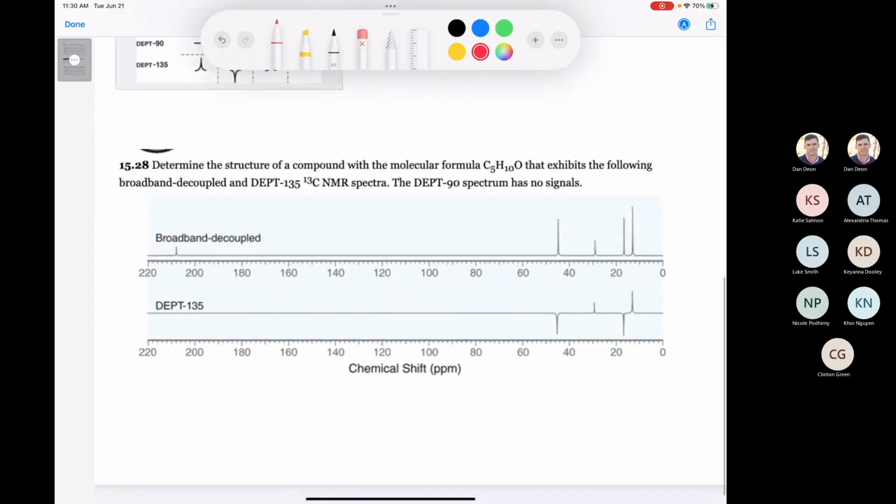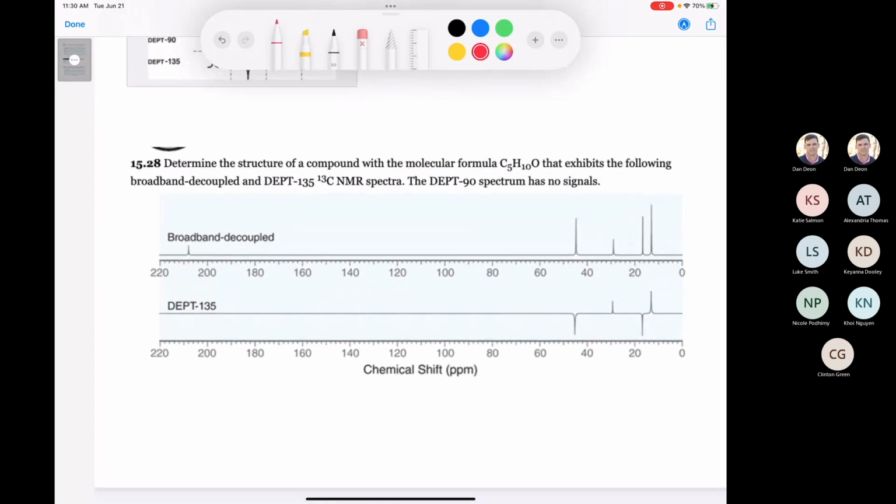Let's take a look at another one. And again, this is another one you can see comes straight out of our textbook. It's just question 15.28. I just copied and pasted it in here. So we have a broadband decoupled spectrum. It says, determine the structure of a compound with the molecular formula C5H12O that exhibits the following broadband decoupled and DEPT 135 carbon-13 NMR spectra.